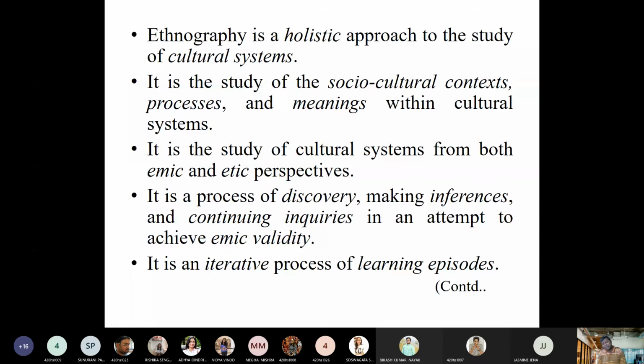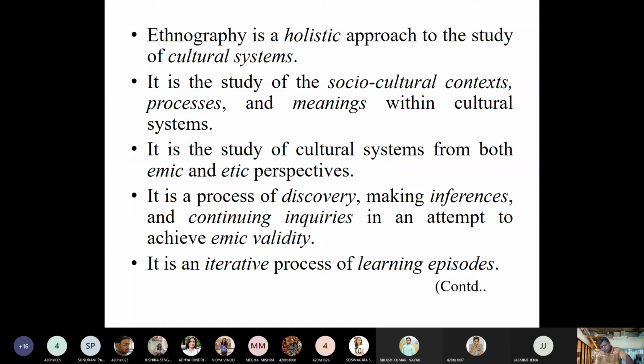Here, the insider means if you are studying your own community, your own village. Suppose I belong to the community of Brahmins, and I make a study on Brahmin communities, that will be an emic approach for me. And if I'm doing a study on other castes, that will be an etic perspective for me.